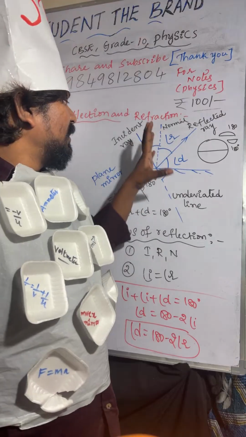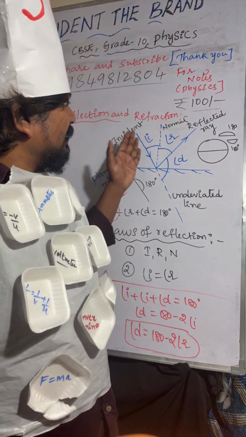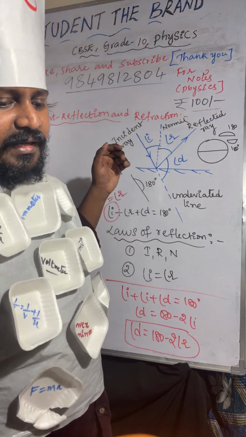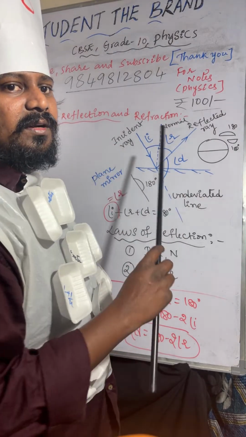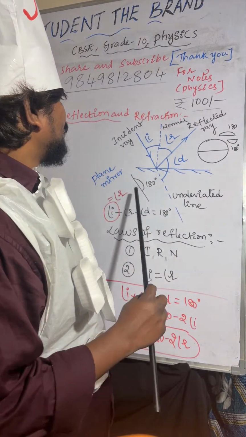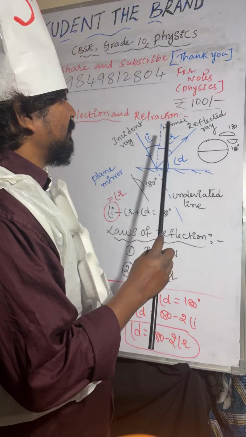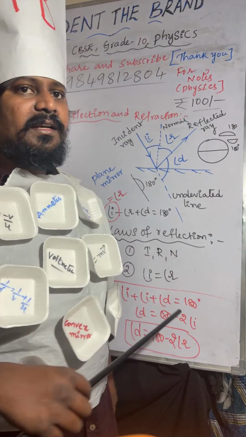Okay, so this is about laws of reflection. And here the linear angle, 180 degrees, will be there. So this is a linear angle I am taking. So angle of incidence plus angle of reflection plus angle of deviation equals 180 degrees.